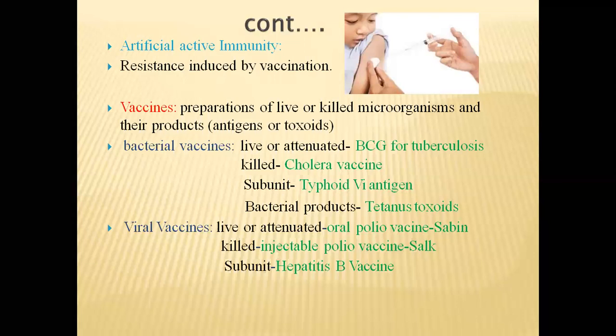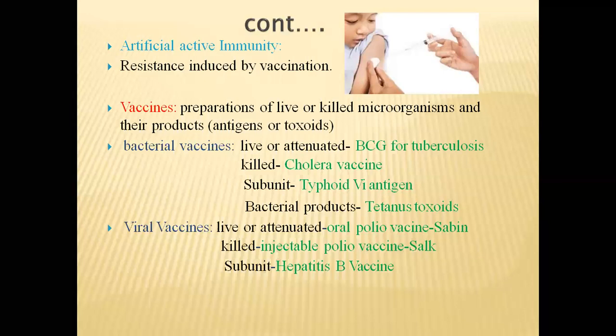Subunit means, for example for the hepatitis vaccine, we have different types of hepatitis A, B, C, D, E. So a subunit is just one unit of that hepatitis infection. Hepatitis B is one subunit of hepatitis used in vaccination.